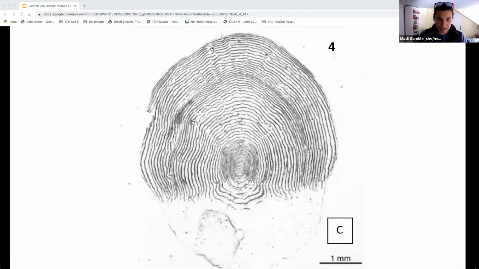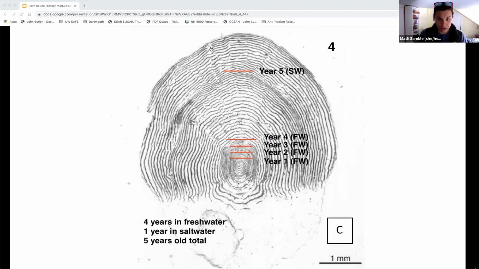So here's the final scale, and we'll pause the video now to see what the fourth group found for annotating this scale. Here are my annotations for the fourth scale. This fish, like the last one, lived for 4 years in freshwater, but this fish just lived for 1 year in saltwater before returning to spawn. That makes it a 5-year-old fish in total.